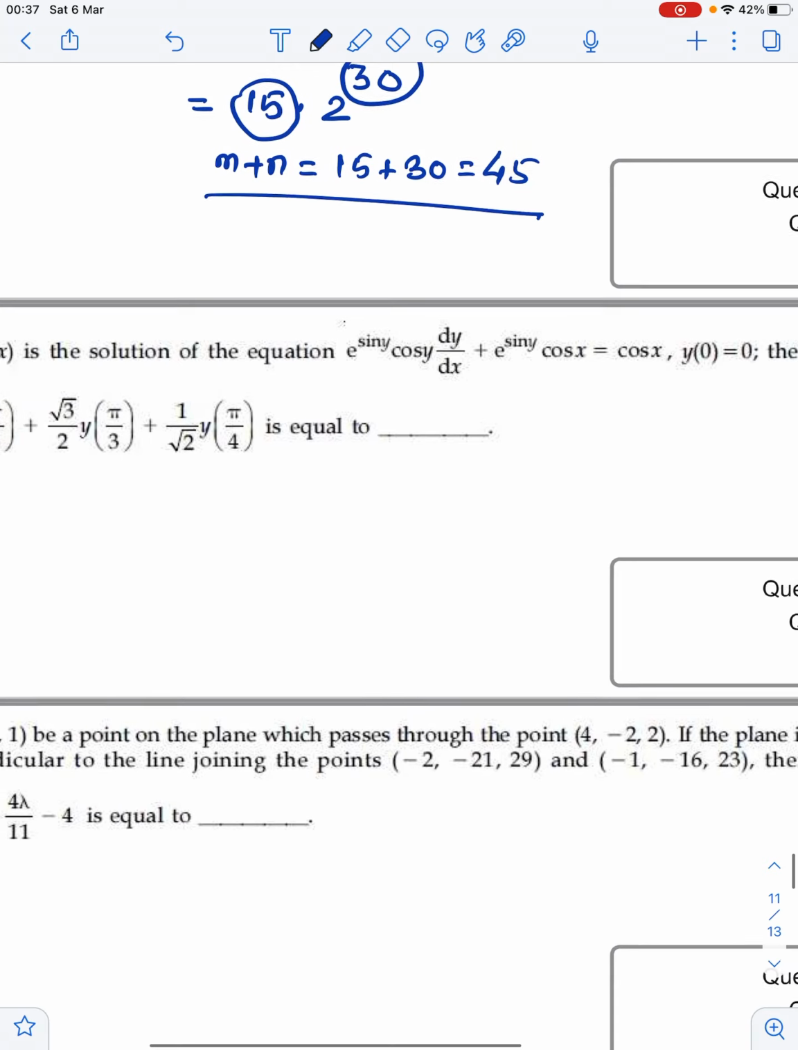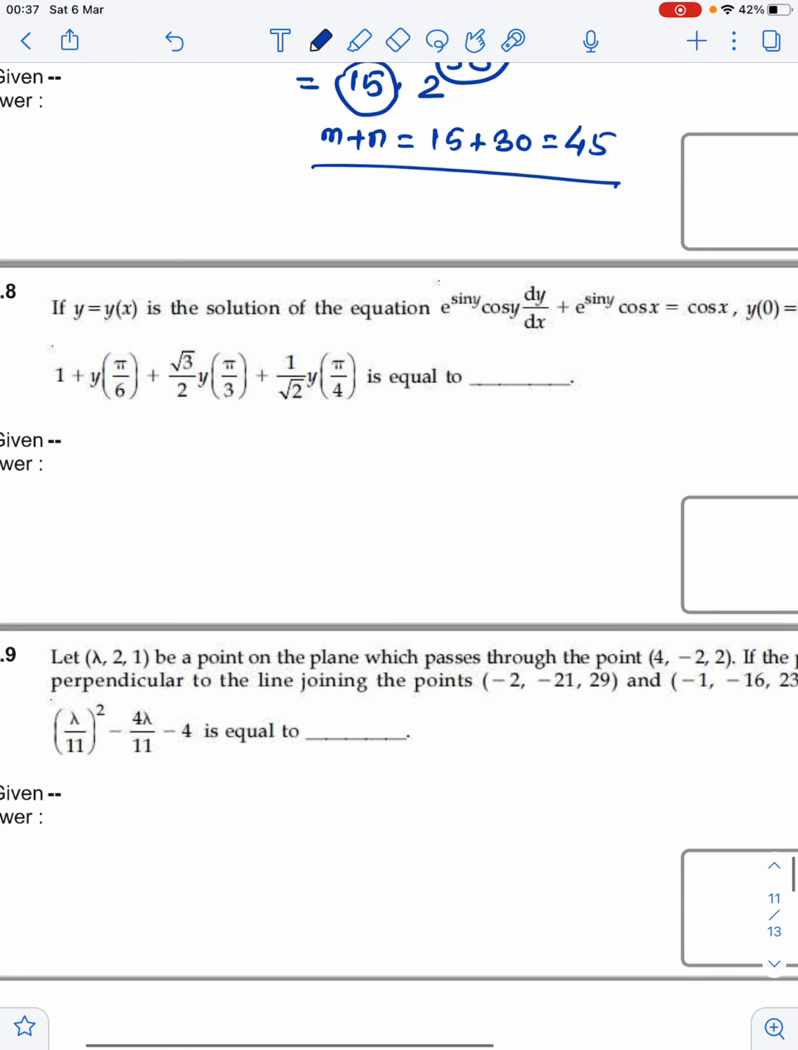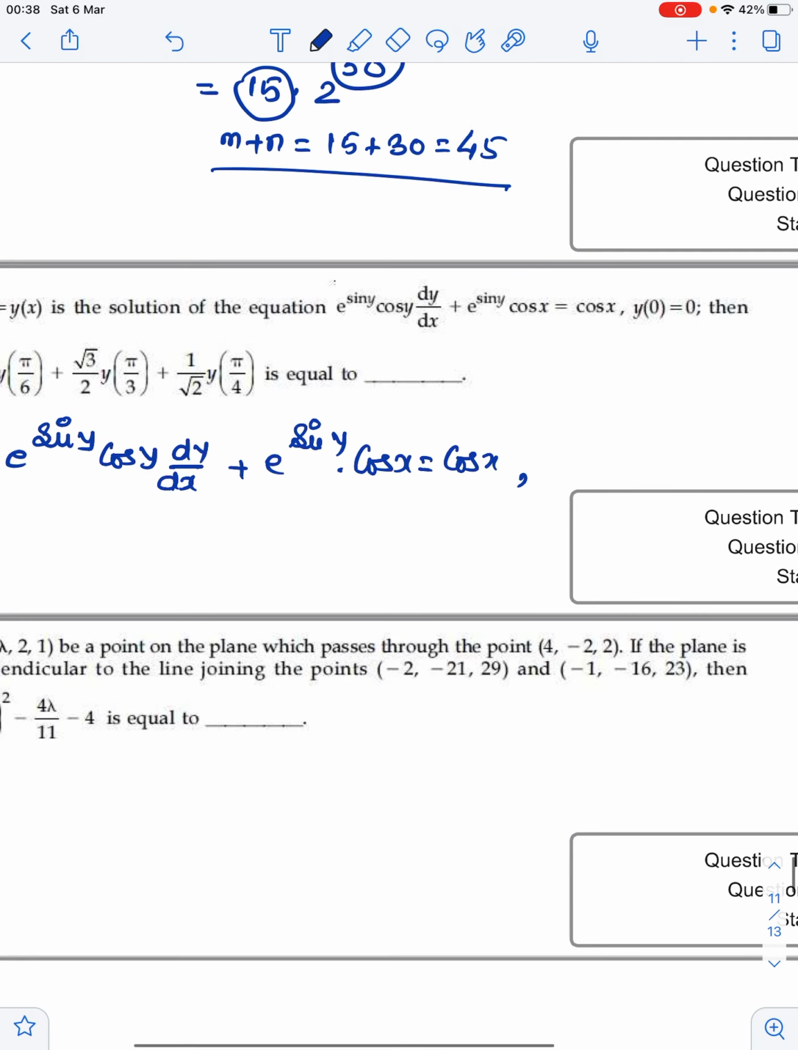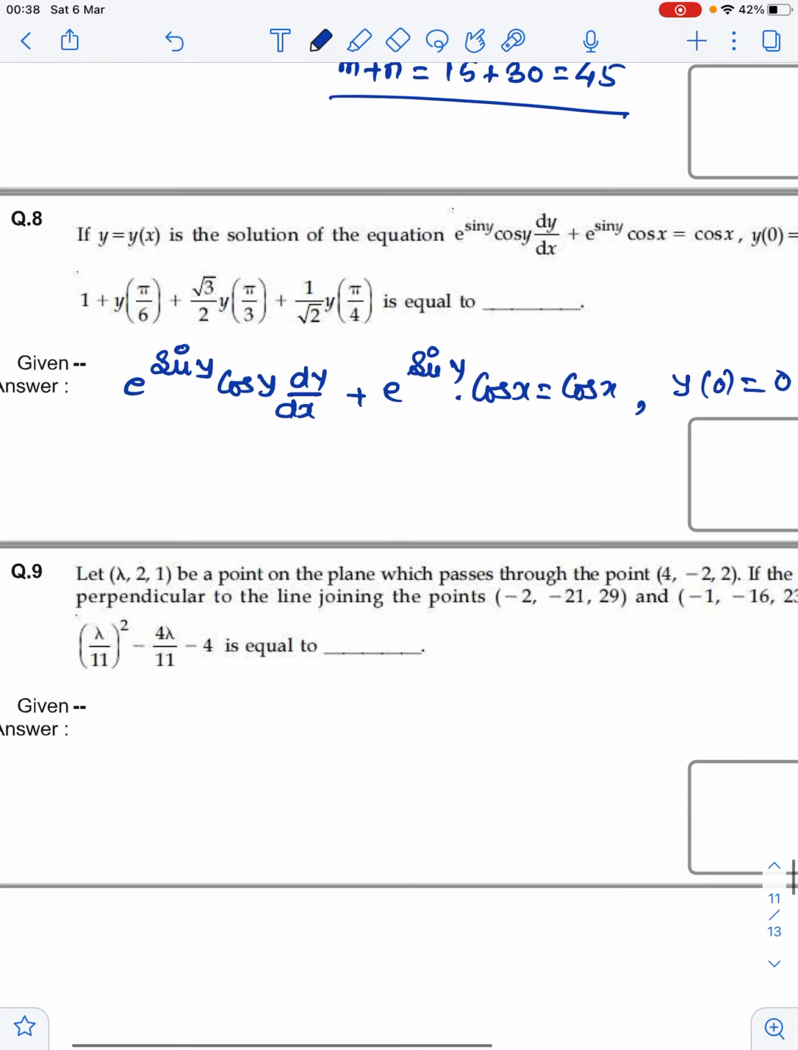Question number 8, based on differential equation, let us see how it goes. e to the power sin y cos y dy by dx plus e to the power sin y into cos x equal to cos x. To get the constant value, they have given y at 0 is also equal to 0. That is, the curve passes through (0, 0).